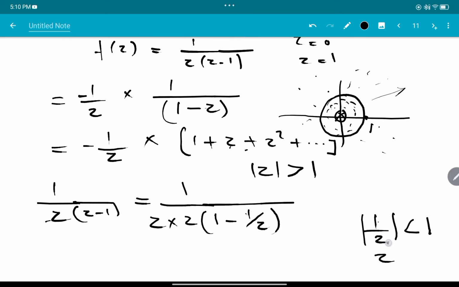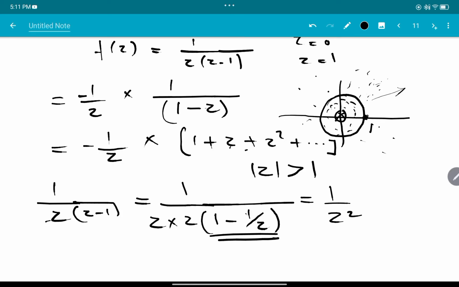1 by z is less than 1, because you are dividing 1 by z, and mod z is greater than 1. Now mod z is greater than 1, and then we can expand this. Again, we have 1 by z square using a geometric series, and you know how that is expanded.